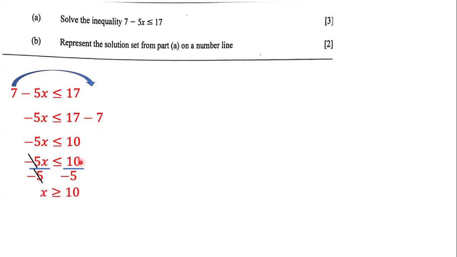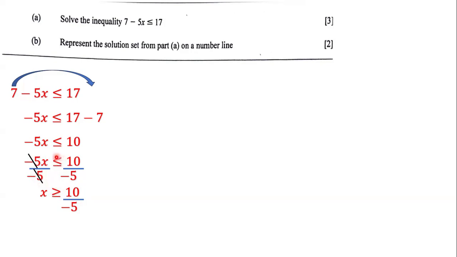And on the right-hand side, what are we left with? We are left with 10 divided by negative 5. So when we cancel this with that, we are left with x, and on the right-hand side, 10 divided by negative 5. Notice here that the sign was changed. Whenever we are dividing both sides of an inequality by a negative number, we have to change the sign.